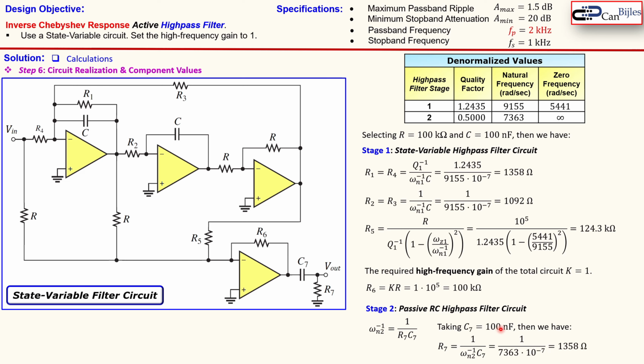So C7 is also 100 nanofarads, so R7 will then be 1 over the natural frequency and the capacitor we just selected, and that will result in 13588 ohm. This is exactly the same as R1 and R2. That's because we have also selected the same capacitor here. That is the reason. Okay. We have now everything, so the design is in fact completed.